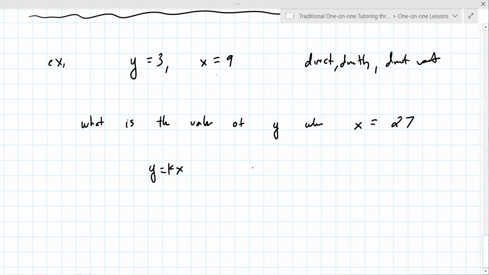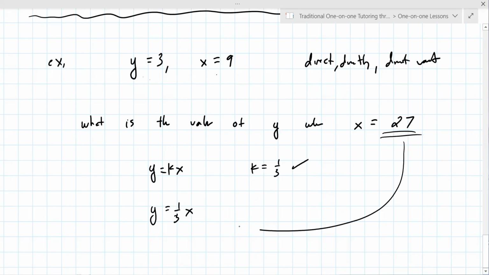K equals 1/3. K is 1/3. Perfect. Okay. So now you write your equation. You say, okay, it's 1/3 X. All right. And then you use this value of X to solve for Y. Y equals 9. Y equals 9.